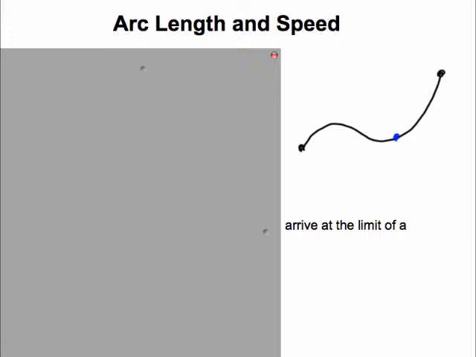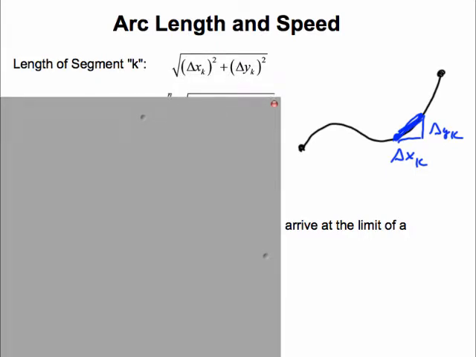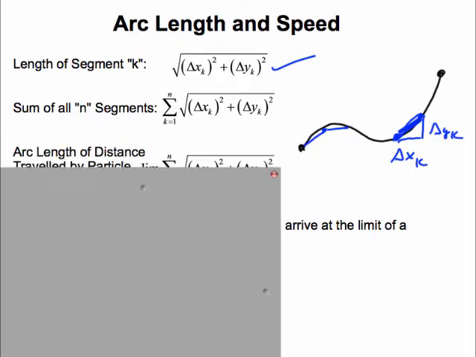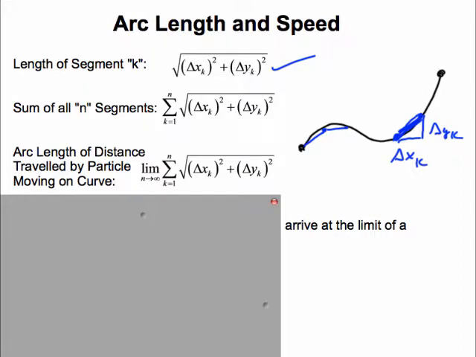Originally, what we did is we broke our curve into n segments. So here's the kth segment, and the horizontal component is the change in x on the kth interval, and this is the change in y on the kth interval. And through Pythagoras, we were able to come up with the length of the kth segment, which is this. We then added up all n segments, so took the sum, and then we made them infinitely small by taking the limit as n approaches infinity to make the individual segments approach the curve. And so we came up with this limit.